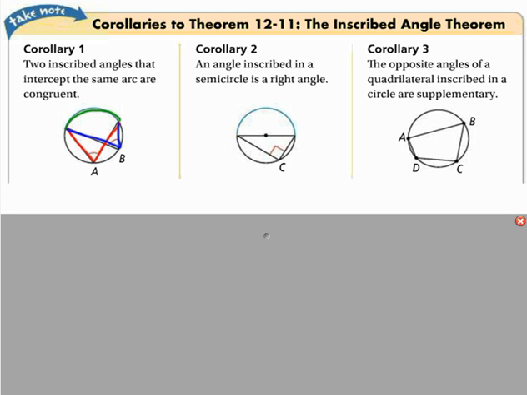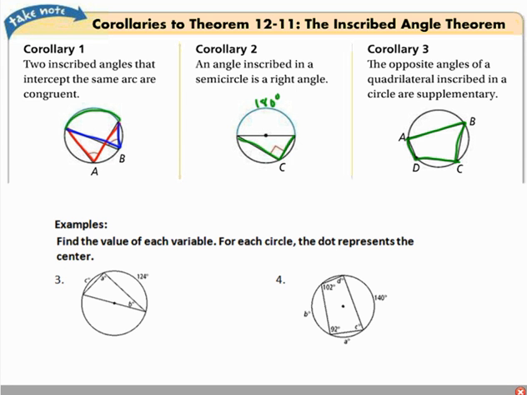So if this is the semicircle, this is the inscribed angle, that's 180 degrees. This has to be 180 degrees up here, because it's half of a circle. So then the inscribed angle is half of that, which is 90 degrees. Corollary 3, the opposite angles of a quadrilateral inscribed in a circle are supplementary. So if we have this inscribed angle, the opposite one would be this one. And they're supplementary because between those two arcs, they make up the whole entire circle. And you take half of that to find the angle measure, so that would add up to 180 degrees.